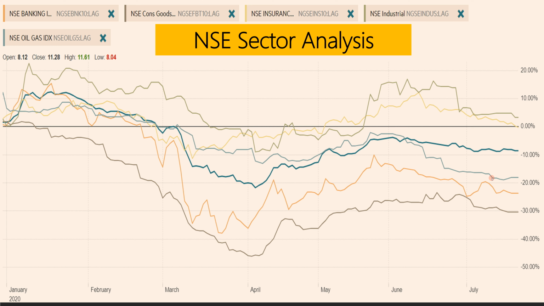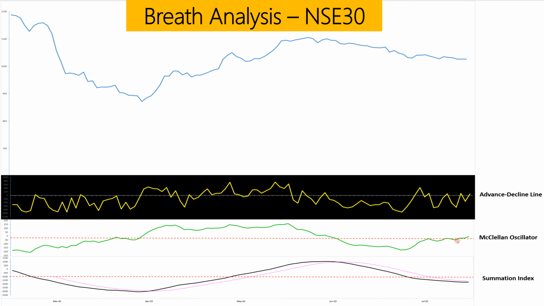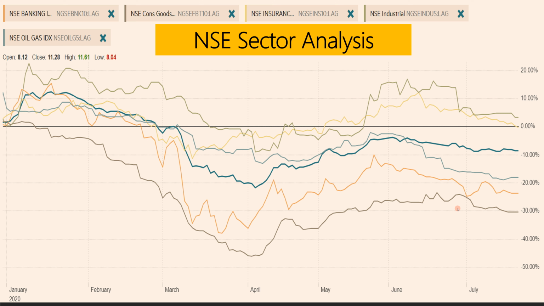Which other one is showing strength apart from the banking sector? Yeah, insurance was showing strength before, but now it's weakening. So as the sentiment is getting ready for buying, industrial is showing weakness. Only the banking sector so far is showing strength. All other sectors are very weak.